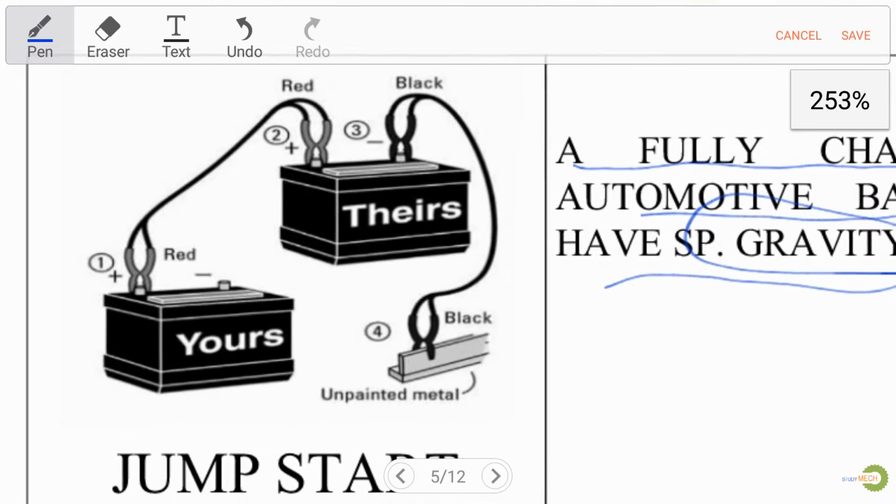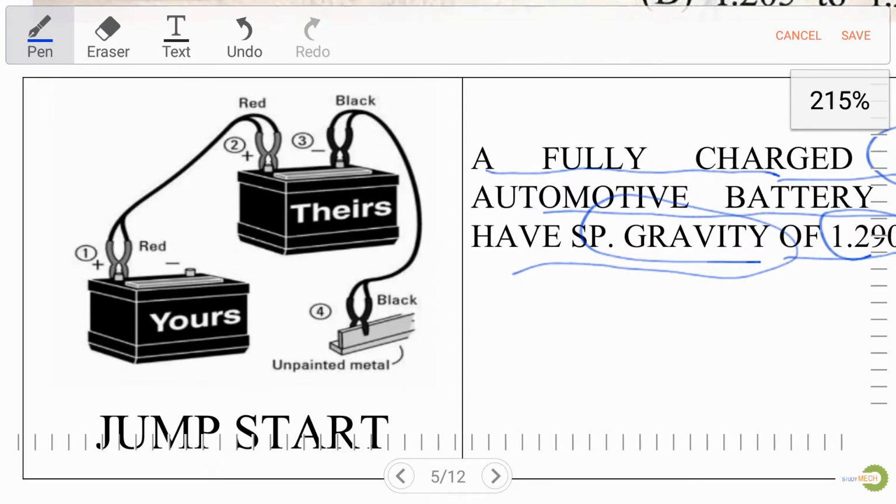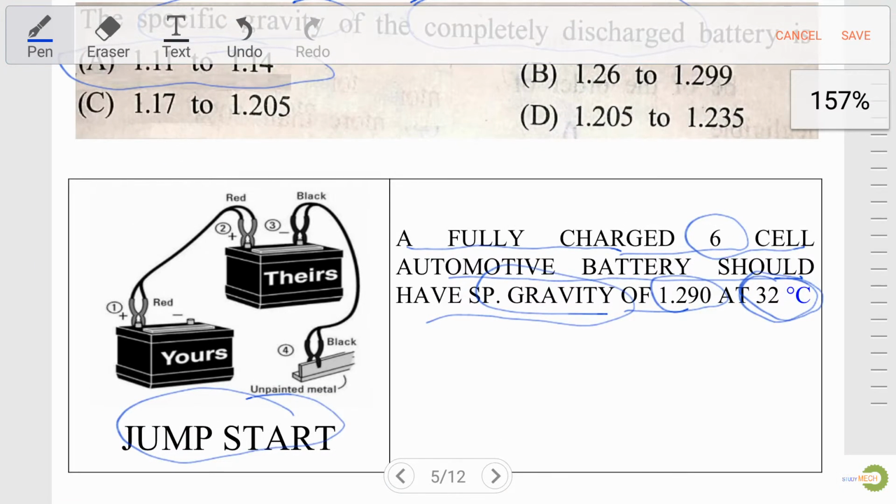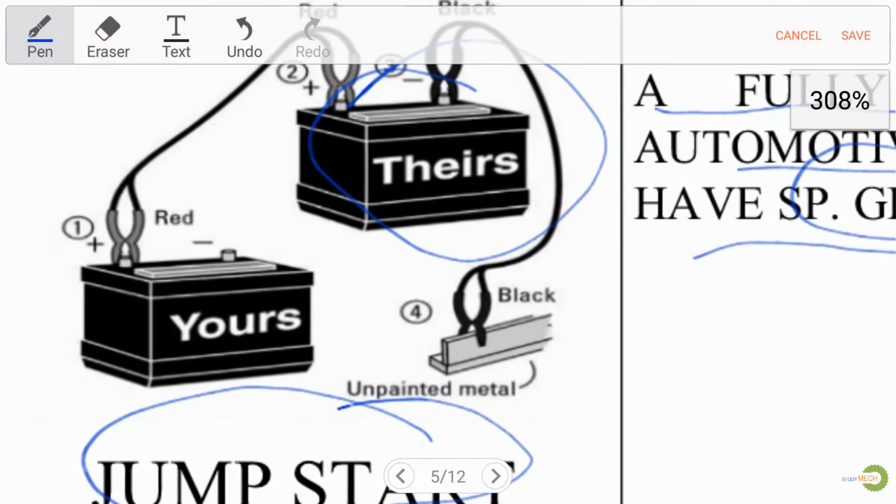Now let's discuss one interesting piece of information, which is jump start. If our car battery is discharged completely, then we can start our engine with the help of another battery. So let me zoom in over here.